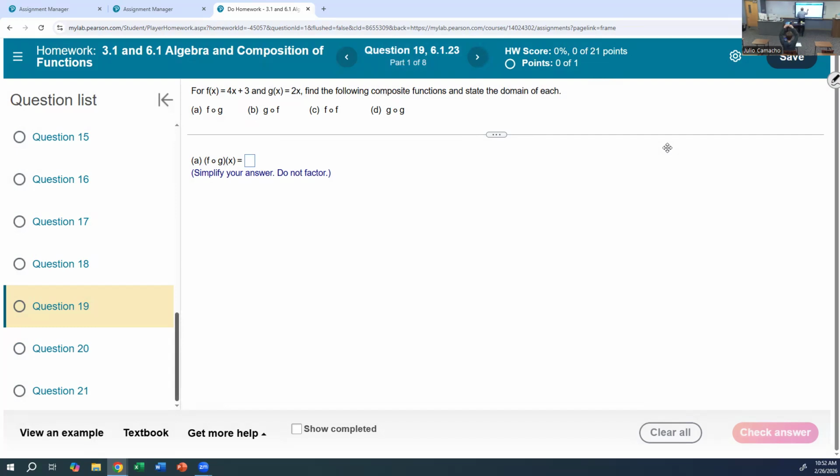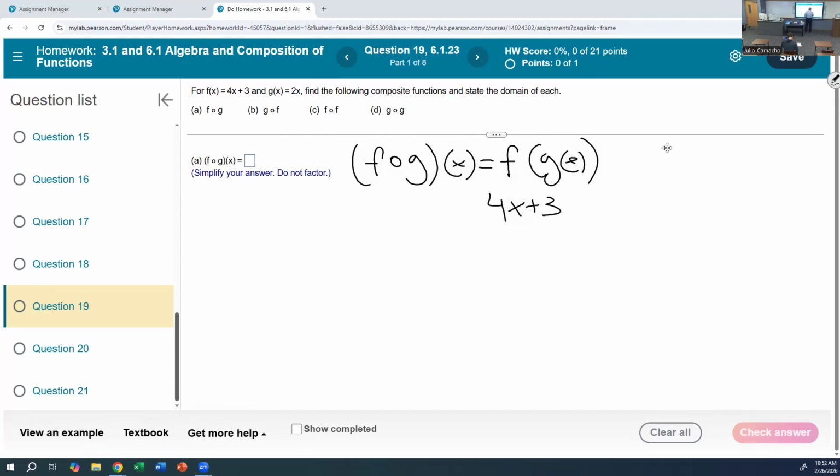So which one do you want to do? Let's do the A, the first one. So you have f circle g of x. That is your equation. So what you have to do is, that is equal to f of g of x. So what is your f equation? 4x plus 3.